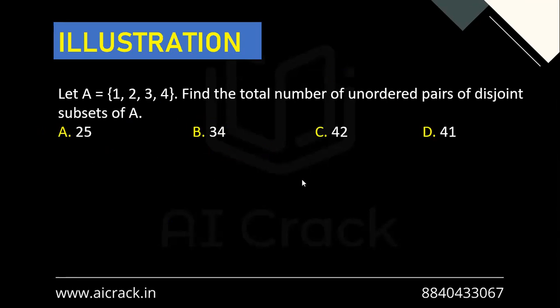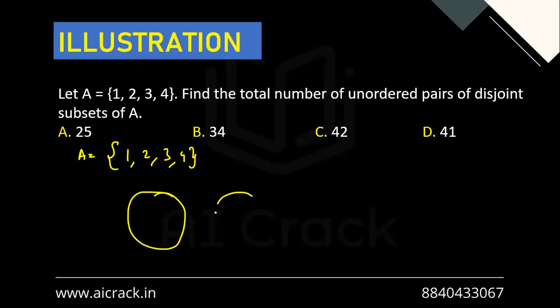Now let's look at another example. Let A equal this set. Find the total number of unordered pairs of disjoint subsets of A. So we have been given a set A equals {1, 2, 3, 4}. We have to find pairs of disjoint subsets of A. Basically we have to make this kind of scenario. What kind of examples can we have over here? Let's say this has 1 and 2 and this has 3 and 4.